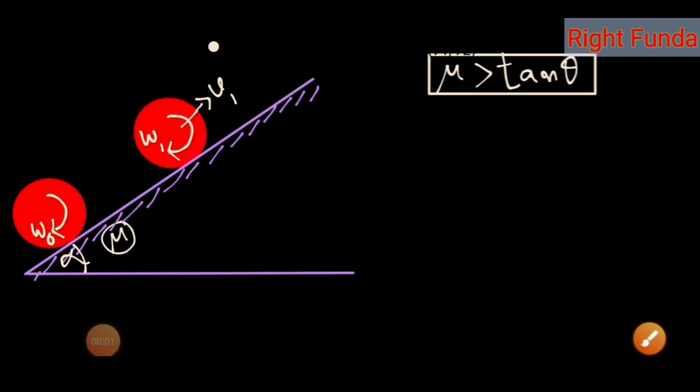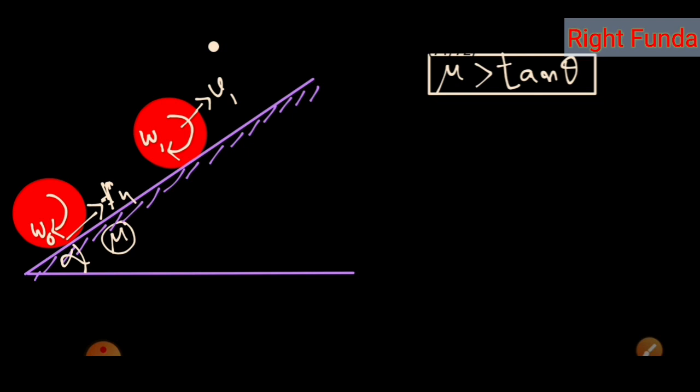This is a rough surface, and on it a cylinder is given some angular velocity omega naught. So if it is given an angular velocity omega naught, what will happen? There will definitely be sliding, since no translational velocity is given. So a friction force will act, in this case in the upward direction, and the friction force will be kinetic in nature.